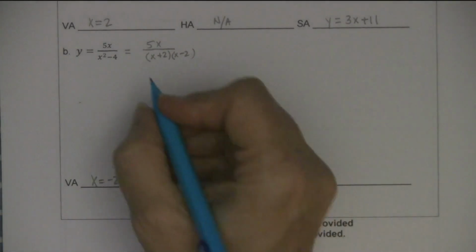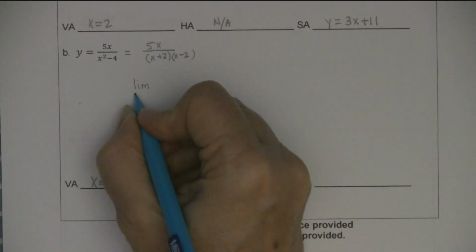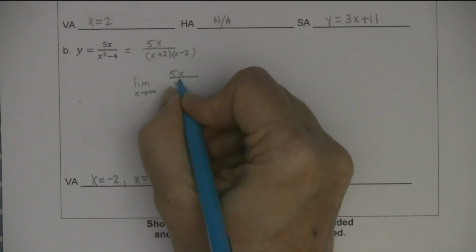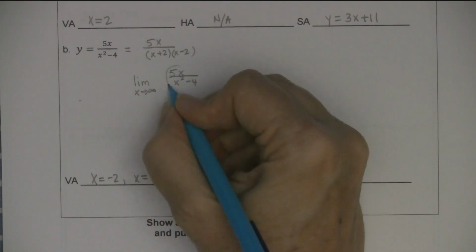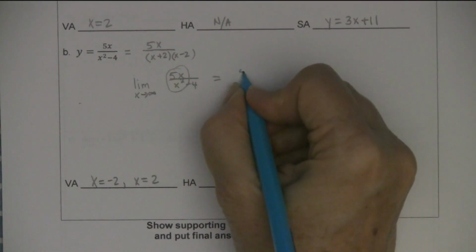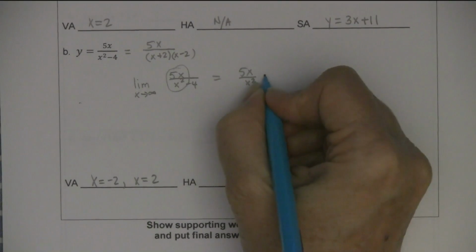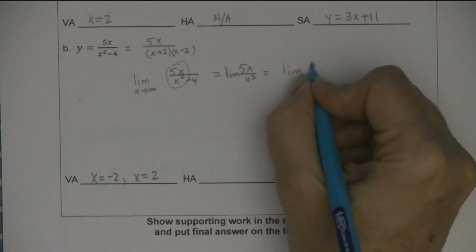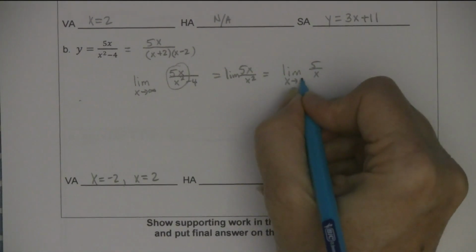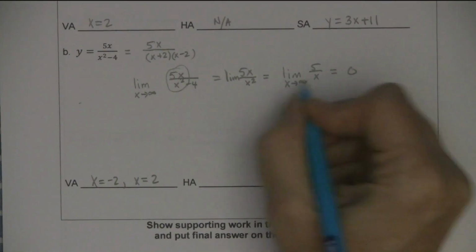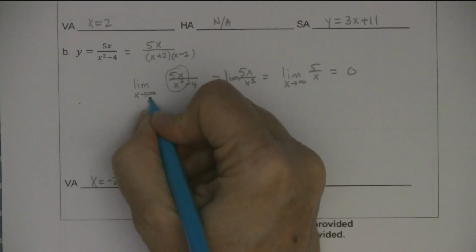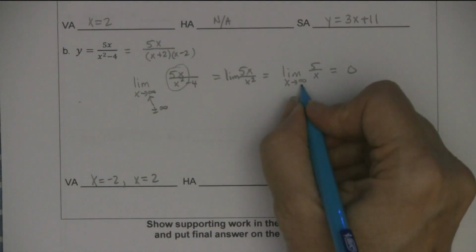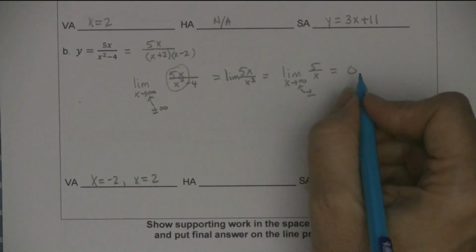And then the horizontal asymptote happens at the limit as x goes to infinity, also negative infinity, of 5x over x squared minus 4. Dominant term analysis gives 5x over x squared, which is the limit of 5 over x as x goes to infinity, which is going to 0. It wouldn't have mattered if I had said plus or minus infinity; I probably should have said plus or minus infinity. Still going to 0.